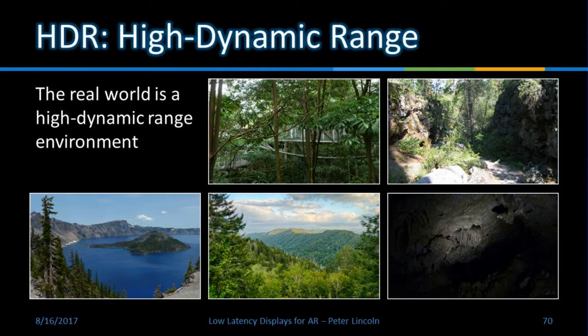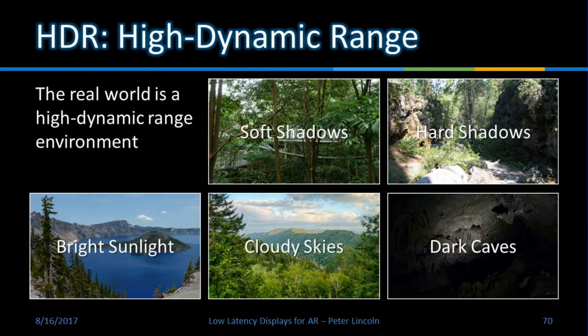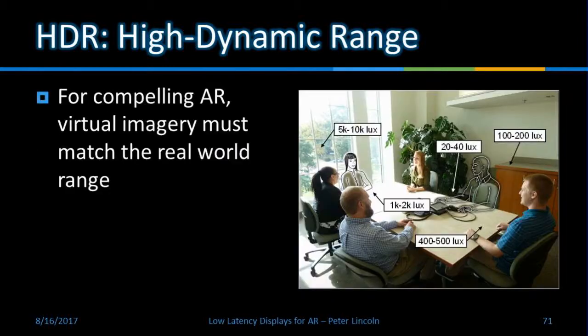But the real world is also a high dynamic range environment with great variation in scene brightness. And that variation can occur spatially, typically in the form of shadows, temporally with the time of day, or extremely with unique environments, or perhaps the eclipse coming up. Now, for compelling augmented reality, the virtual image must match the real world. Otherwise, the virtual is invisible, blinding, or simply disconcerting. Even this simple meeting room pictured here has vastly different brightnesses across the scene, across multiple orders of magnitude.